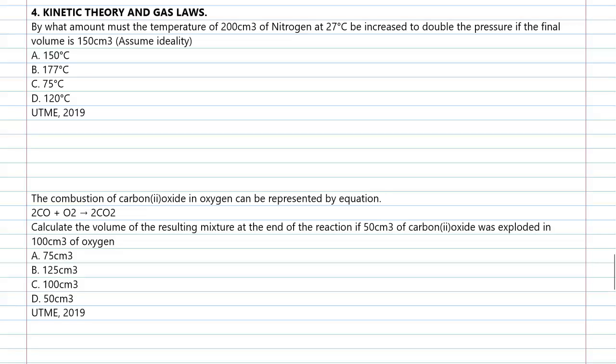By what amount must the temperature of 200 cm³ of nitrogen at 27 degrees centigrade be increased to double the pressure if the final volume is 150 cm³? Assume ideality. This is a typical gas law calculation. To know which of the gas laws to employ, you have to bring out the parameters provided.